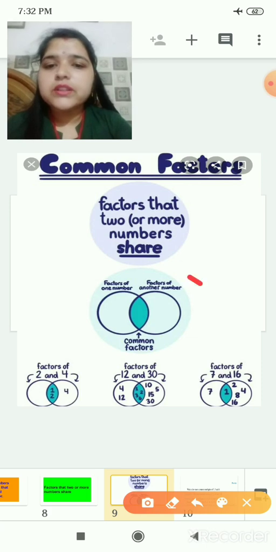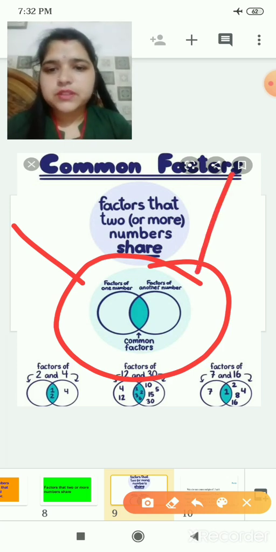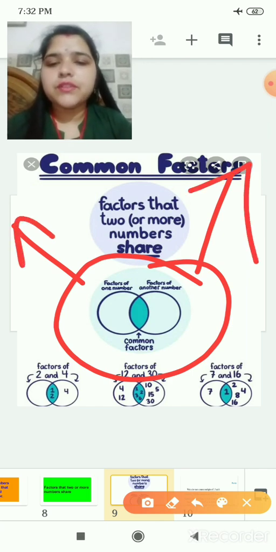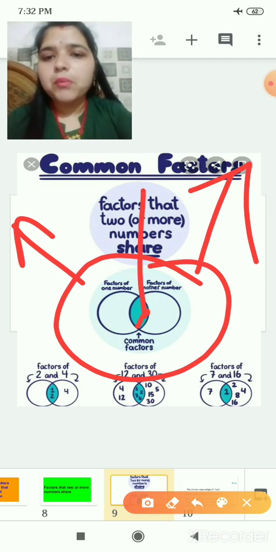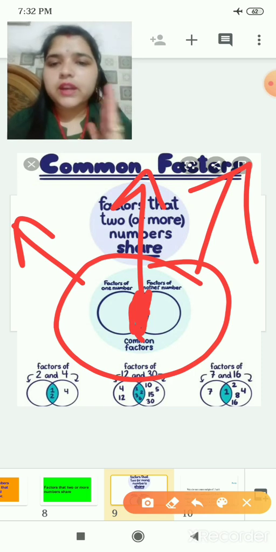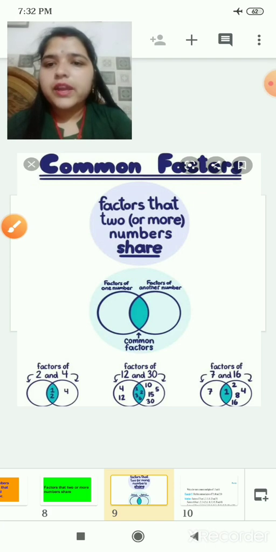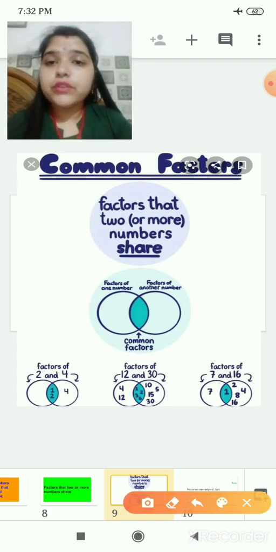You can look at this diagram. It is written, factors of one number are here, factors of another number are here, but in both the numbers there is one similar thing common, this shaded part. That is the common factor for both the numbers. Again I am repeating, common factors are factors that two or more numbers share.